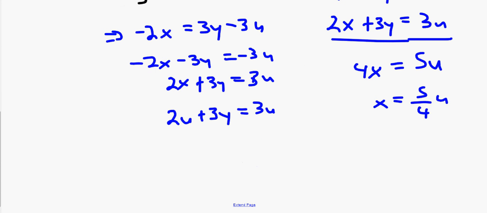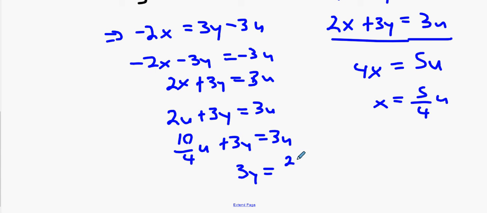Now, alright. Multiply this by 2, and what do we get? 10 over 4u plus 3y equals 3u. 3y. Now, what's that? That's 3u take away 10 over 4u, which is a half. Or just 2u over 4 divided by the 3, and you get u over 6 for y. So that's 5 over 4u i plus u over 6j.